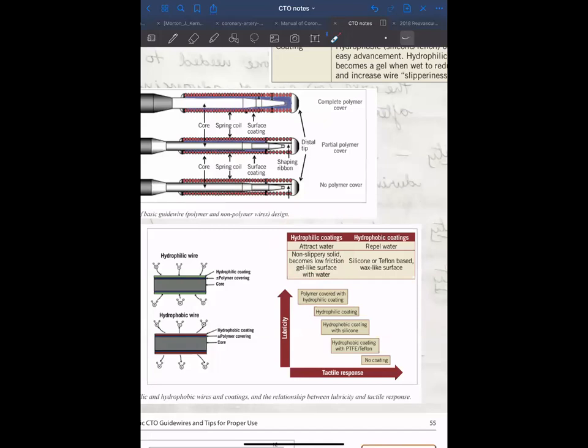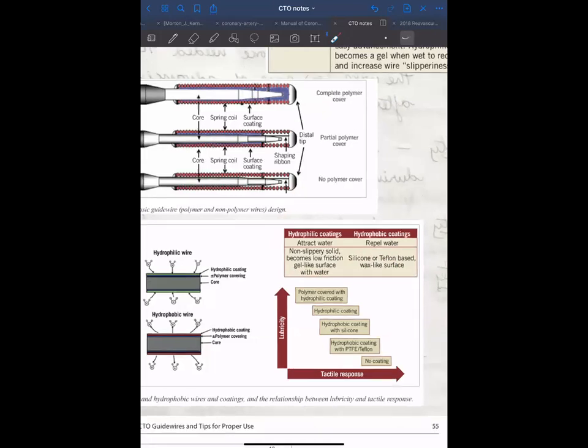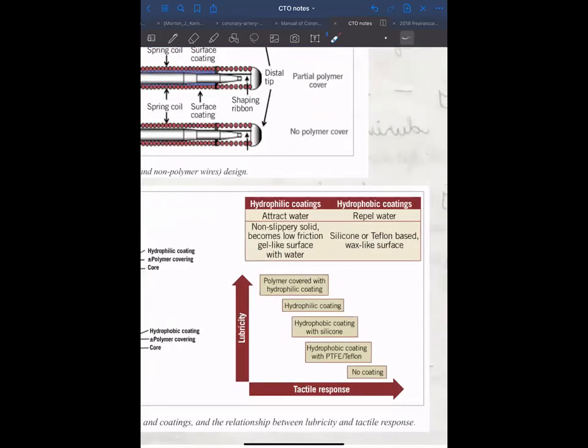Hydrophobic will repel water. So they give either a Teflon or a silicone wax-like surface. So if you have a hydrophobic coating with Teflon, then it would be less slippery. At the same time, it has less trackability. So that is the importance of it. So this graph kind of picture is very important.